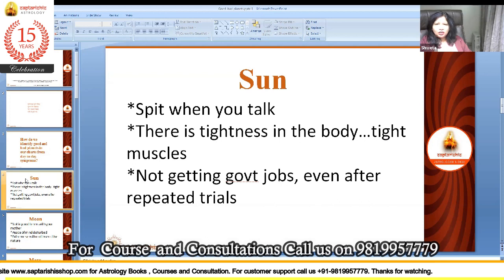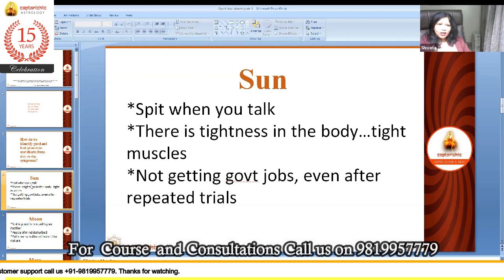They're not stationary. So when the planets move, maybe some years, or maybe alternate years, sometimes they'll be good, sometimes they'll be weakened. You have to observe it about yourself, and then you have to do remedies accordingly. Coming to the next planet, which is the moon.